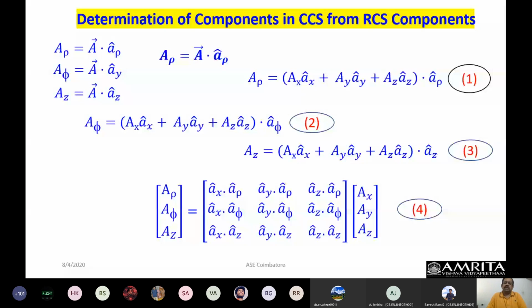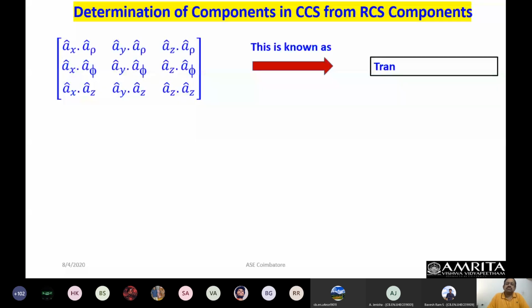Now, this matrix that you are seeing is known as the transformation matrix between one coordinate system and the other. In this case, we are transforming a vector in the Cartesian coordinate system into a vector in the cylindrical system. Therefore, the dot product relationship has to be estimated. That is our next target. So this is the step-by-step procedure we are explaining. This is known as the transformation matrix. Once I know the transformation matrix, how am I going to do that?